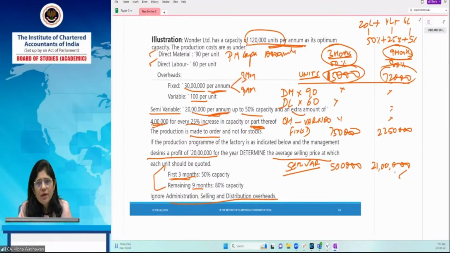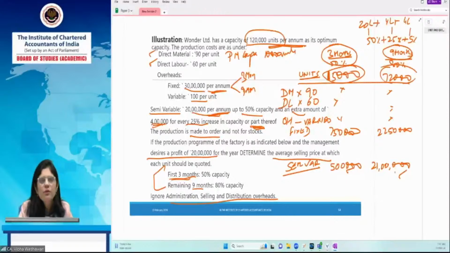And for 3 months, it's 20 lakh per annum up to 50%, but it's per annum. So make it for only 3 months. It will be 5 lakh. Is it clear? It's not 20 lakh. You don't have to add 20 lakh for the first 3 months. You have to do it proportionately. So students, I hope you have understood this.